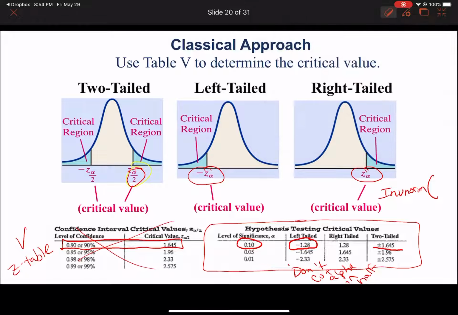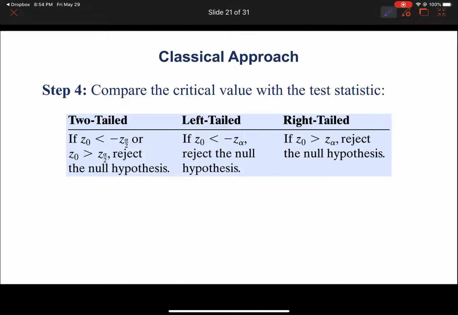Also, your left tailed, because we are looking at this value over here, is going to have the negative z score. And over here on the right tail, you're going to have the positive z-score. So here's where we're comparing our critical value with the test statistic. The basics: in a two-tail, if it's either less than that critical value or greater than that critical value, we're going to reject the null hypothesis. If the left-tailed, if it's less than that critical value, then we reject. And if the right tailed, it's greater than.